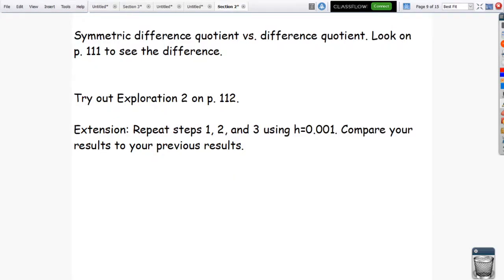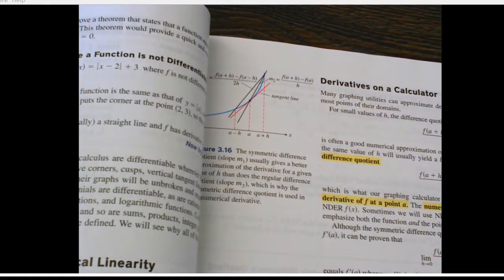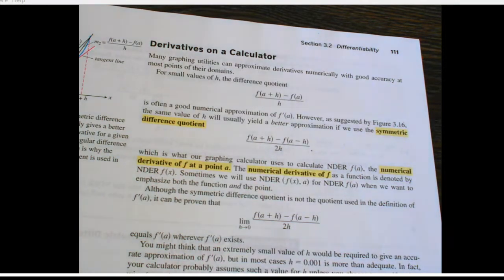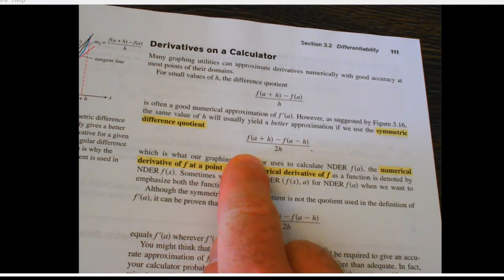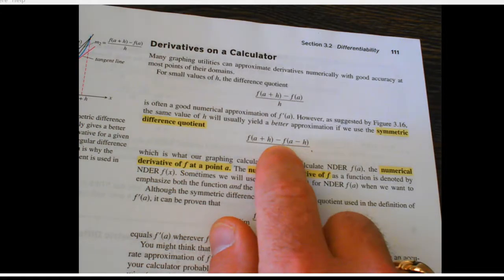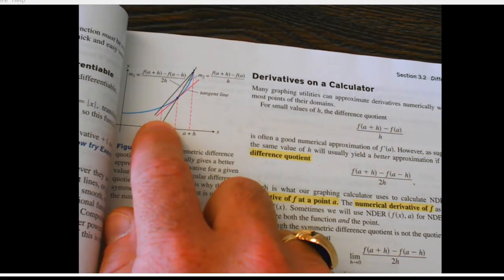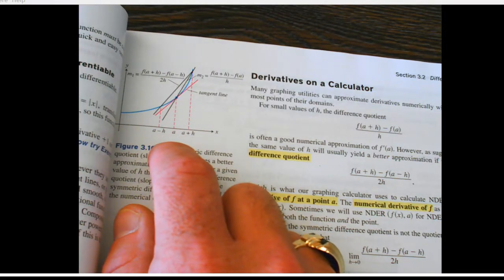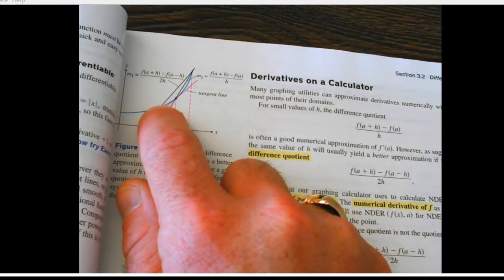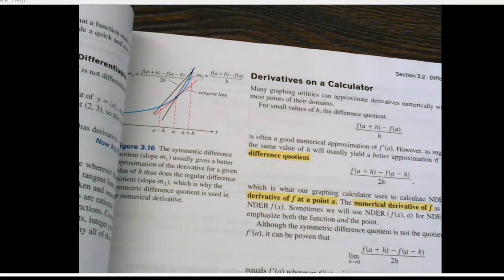On page 111, you will see something called the difference quotient and something called the symmetric difference quotient. Let me pull that up here for you right now. The difference quotient looks exactly like the limit definition of a derivative. The symmetric difference quotient is pretty similar, except instead of f of a as your second point, you have f of a minus h. If you look at this picture, it really shows you the difference between a difference quotient and a symmetric difference quotient. The difference quotient just goes from this point to this point. Symmetric goes out in either direction, so it's more symmetric there.